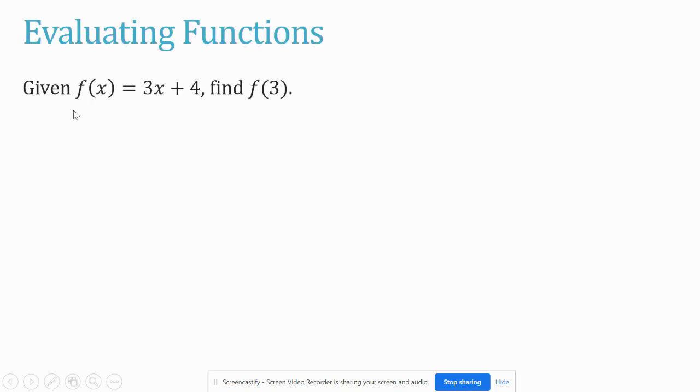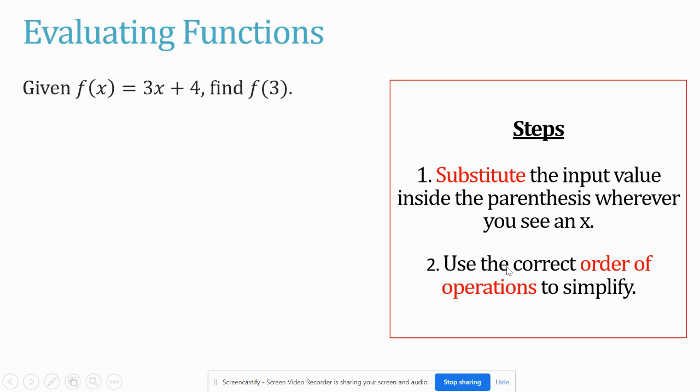Okay, so here we're given this function, f of x equals 3x plus 4, and we want to find f of 3. So these are the two steps that we're going to follow whenever we're evaluating any kind of function. We're going to substitute the input value inside the parentheses. So that's this little 3 here. And we're going to input that wherever we see an x in the output value. Then from there, we're going to use the correct order of operations to simplify. So I'm going to show you exactly what that means here.